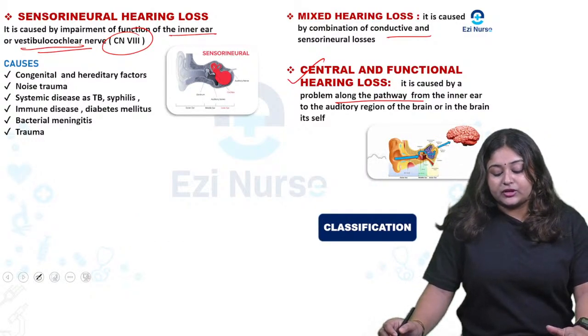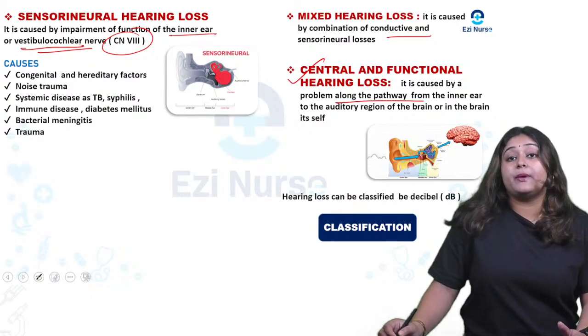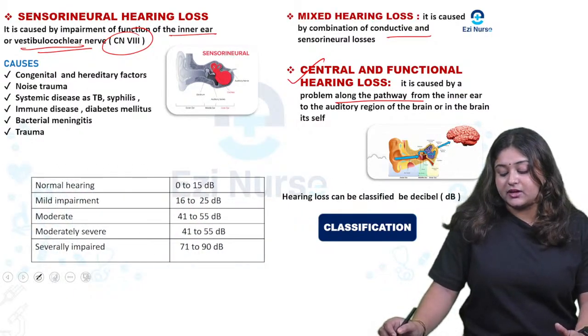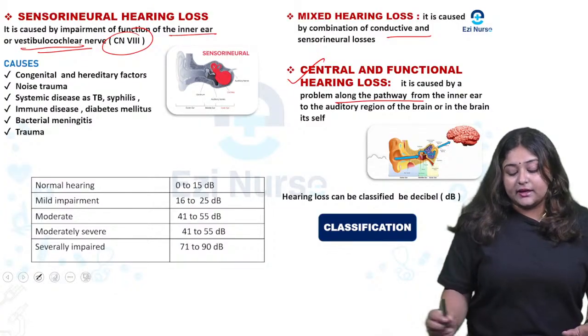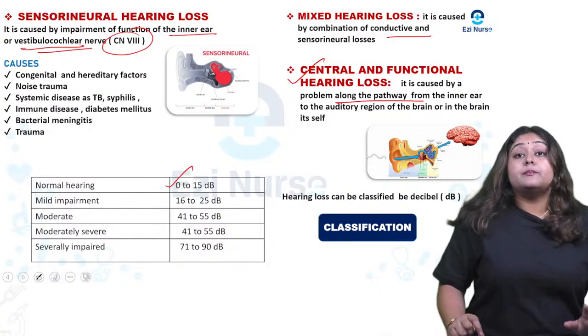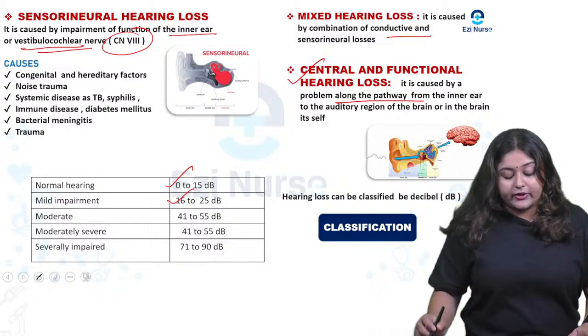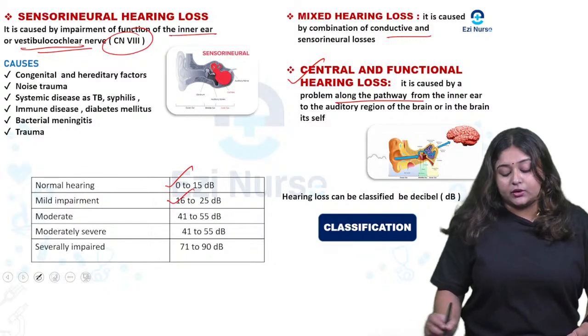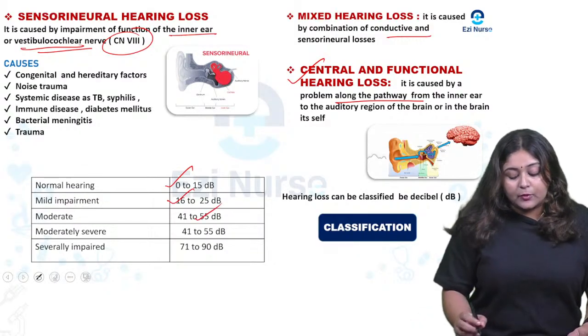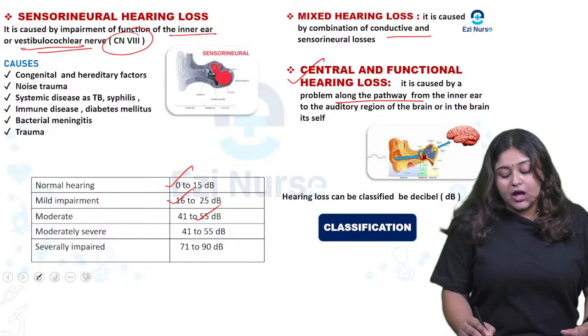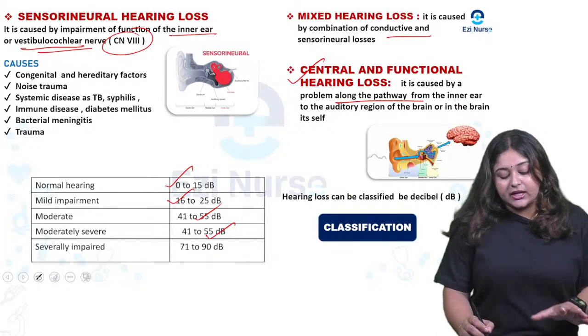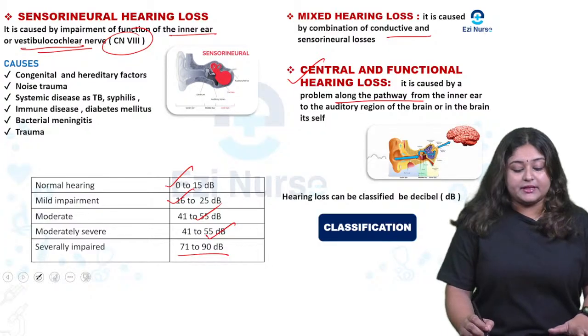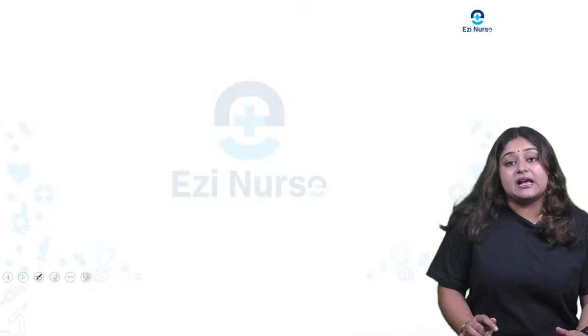Okay, now come to the next, that is classification. Based on decibels there are several classifications. For normal hearing, it is 0 to 15 decibels. Mild impairment means 16 to 25 decibels, moderate 26 to 40 decibels. For moderately severe, 41 to 55 decibels, and for severely impaired, 71 to 90 decibels. So these are all the classifications.